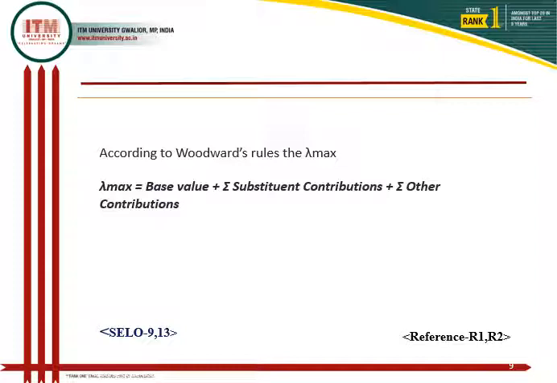So according to Woodward's rule, the lambda max is equal to the base value, that is the parent value, plus the sum of the substituent contributions. This is the sign of summation. So how many substituents are attached to that basic compound? Those substituent contributions are added to the base value, and other contributions like the double bond and the polar groups, if attached to that compound, should also be added to the base value. So we can determine the lambda max according to this formula.